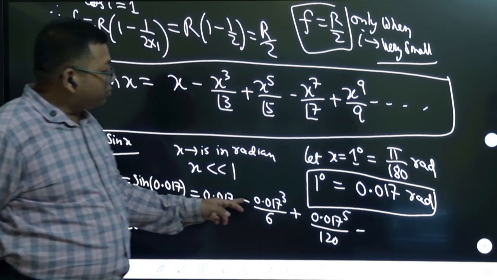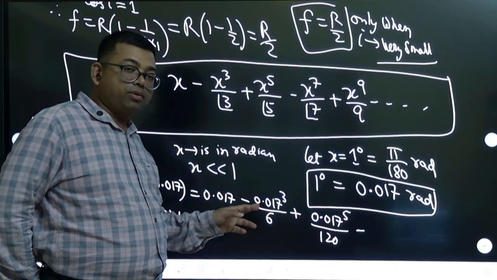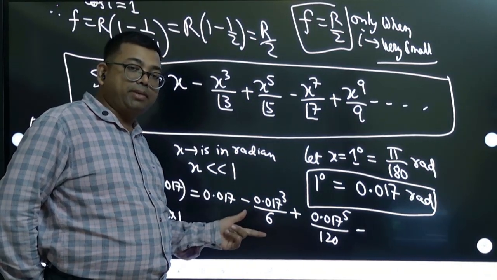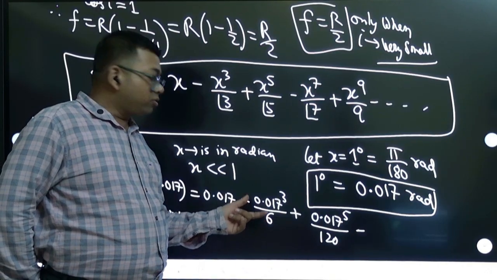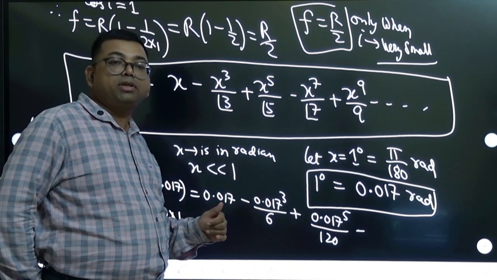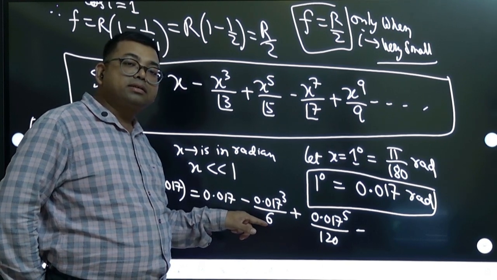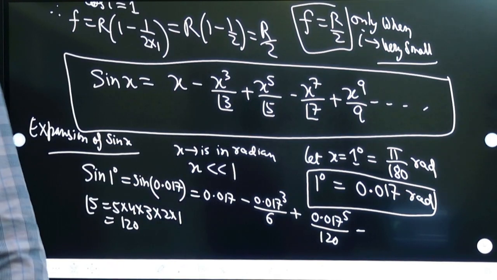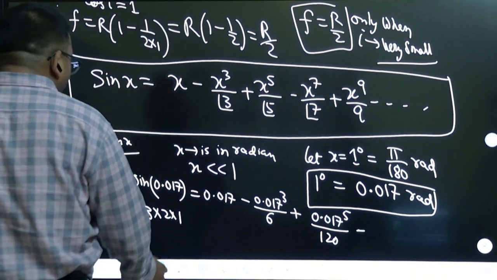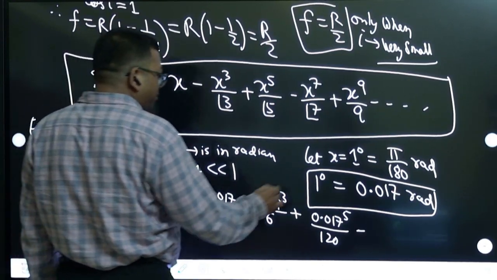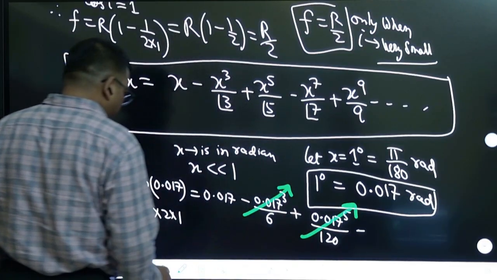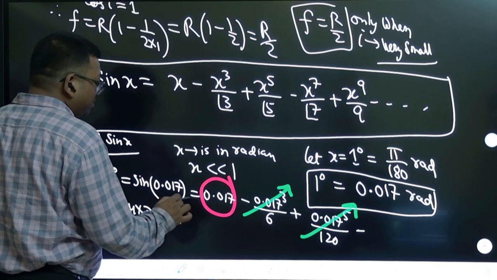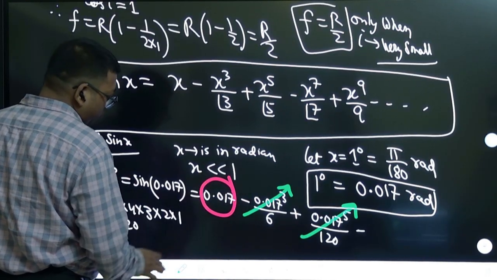Now tell me how much this term will come. You don't have to do much. 0.017 cube means 3 times you have to multiply this, and this is quite small. So if you multiply 3 times, it is going to be very, very small, and that too you are dividing by 6. So this is going to be almost 0. Are you understanding? That is why you have to neglect these terms, and write only this much. So sine of 0.017 radian is almost 0.017.